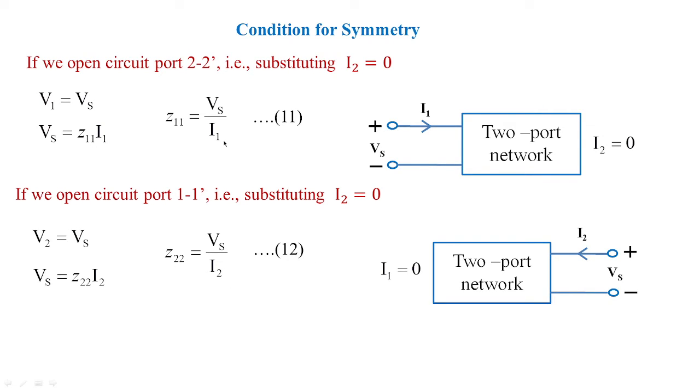Now the input voltage to input current ratio is made equivalent to the output voltage by output current, which will give you the value of Z11 equal to Z22, and this is the condition for symmetry for Z parameters. Please make note of this: reciprocity and symmetry conditions for Z parameters. If at all you have any doubts, please comment in the chat box.